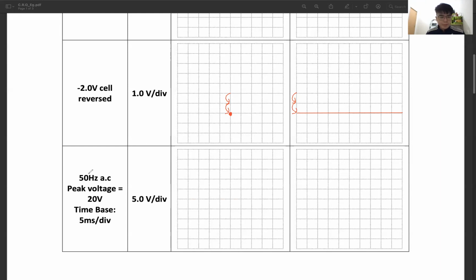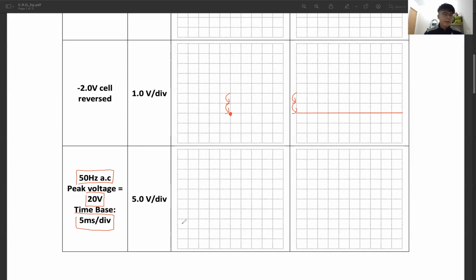Okay, let's try out the next one. You see, this one is 50 Hertz AC. So now it's AC current. 50 Hertz AC. Peak voltage is 20 volt. Time-based switch on. Okay, now, how do I draw this?